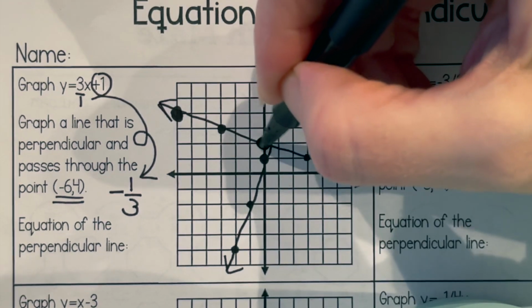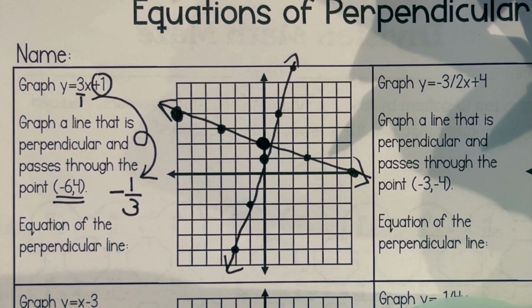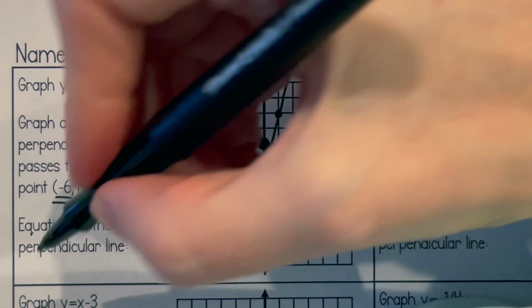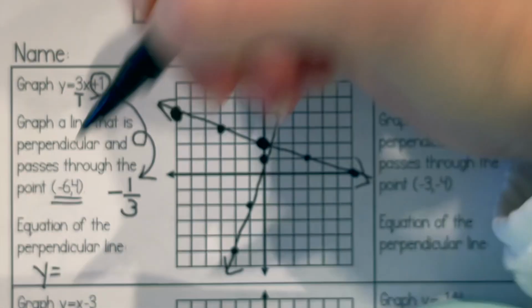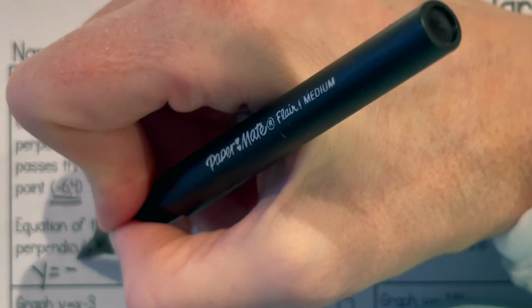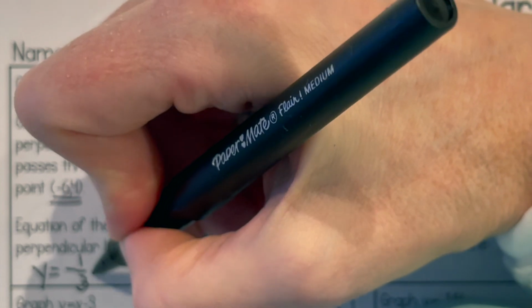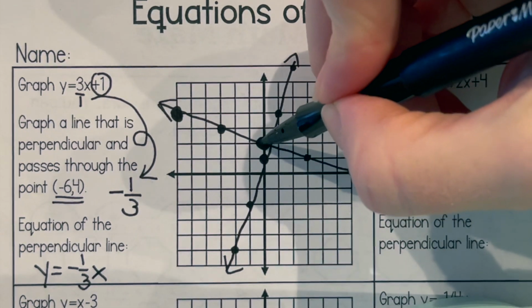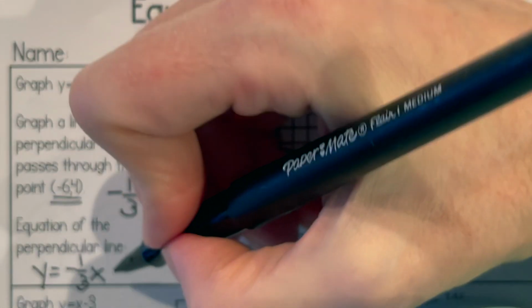All right, so this is the important point because that's going to help us write the equation. So for the equation, y equals, we have to have the perpendicular slope, so negative 1/3 x, and then our new y-intercept is at positive 2.